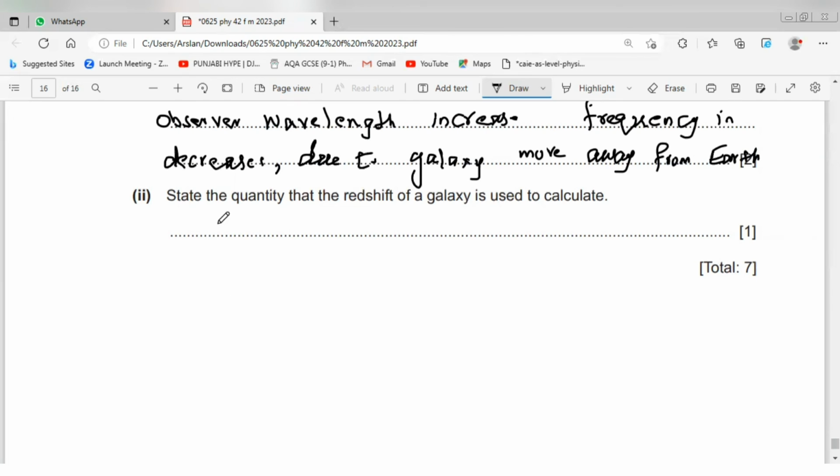Last part of the paper: state the quantity that redshift of a galaxy is used to calculate. We can use speed. We can find the velocity of separation because galaxies are moving away from us.